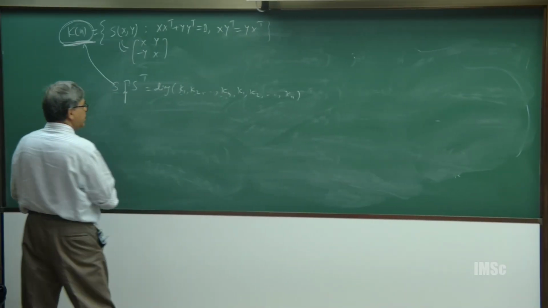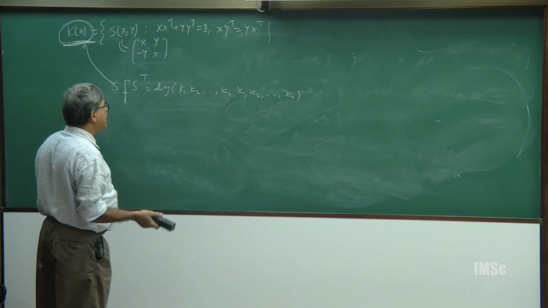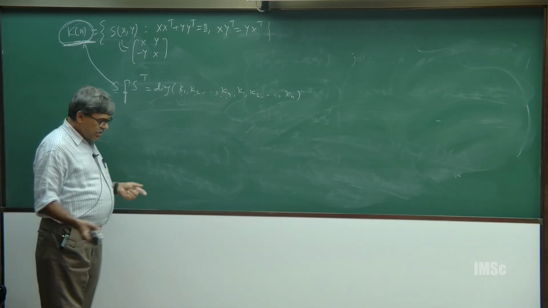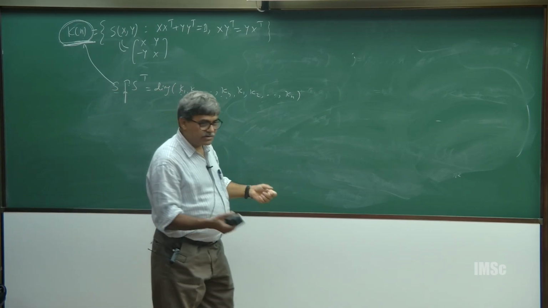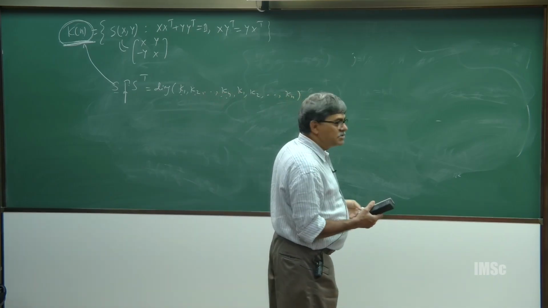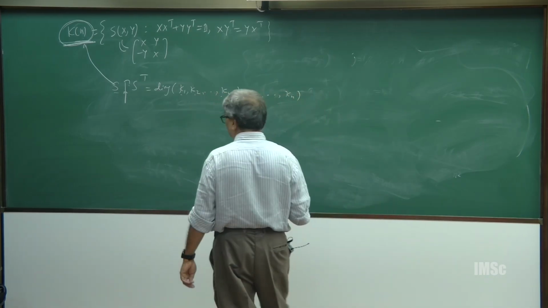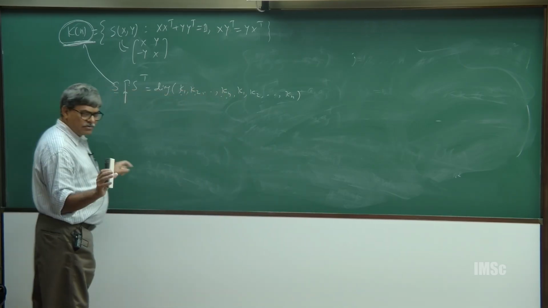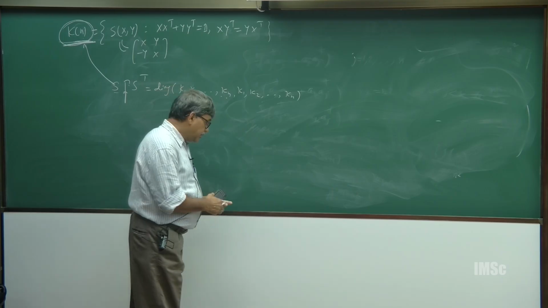Now, let us see how it acts on, let us say, a generic unit vector in 2n dimensional phase space. Why do I want to look at it? It will become clear.